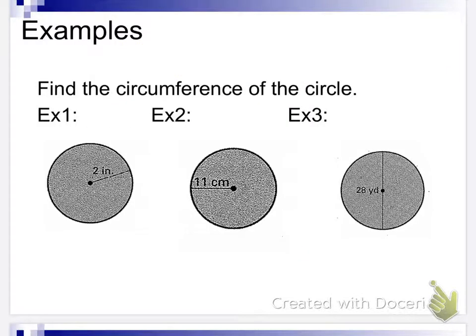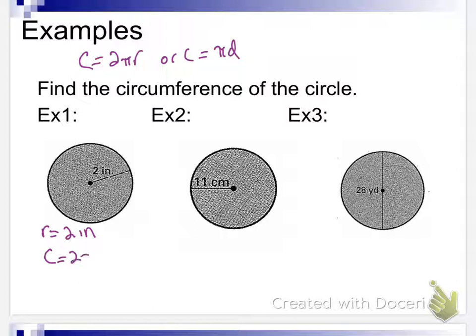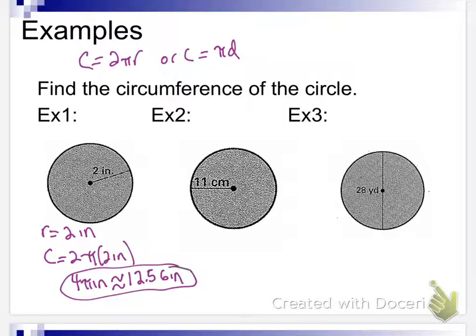So once again, we have those same formulas. Circumference equals 2 pi r, or circumference equals pi d. So in the first one, again, we have the radius, which is 2 inches. So the one that's most convenient is the one that has a radius in it. So circumference equals 2 pi times 2 inches. The exact answer would be 2 times 2, which is 4 pi inches. This is not an area, so these units should not be squared. This is approximately, if you put it in your calculator, 12.56 inches. So this is like the perimeter of the circle.